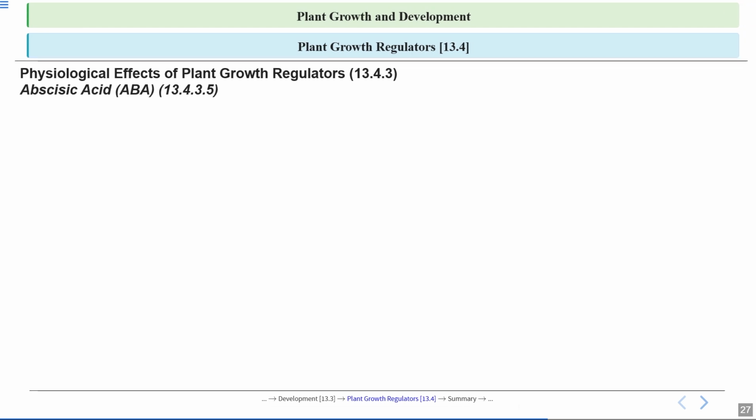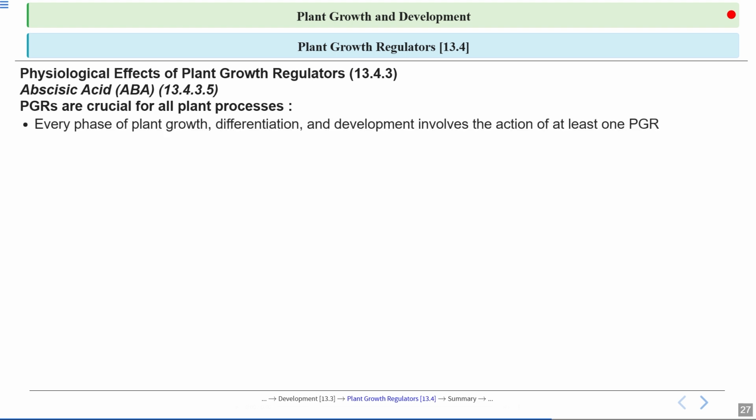Let us see some more effect of abscisic acid. Plant growth regulators are crucial for all plants. Like every phase of plant growth, there is a process of differentiation, development, right? And there is a requirement of at least one plant growth regulator, right? All the processes require plant growth regulators.